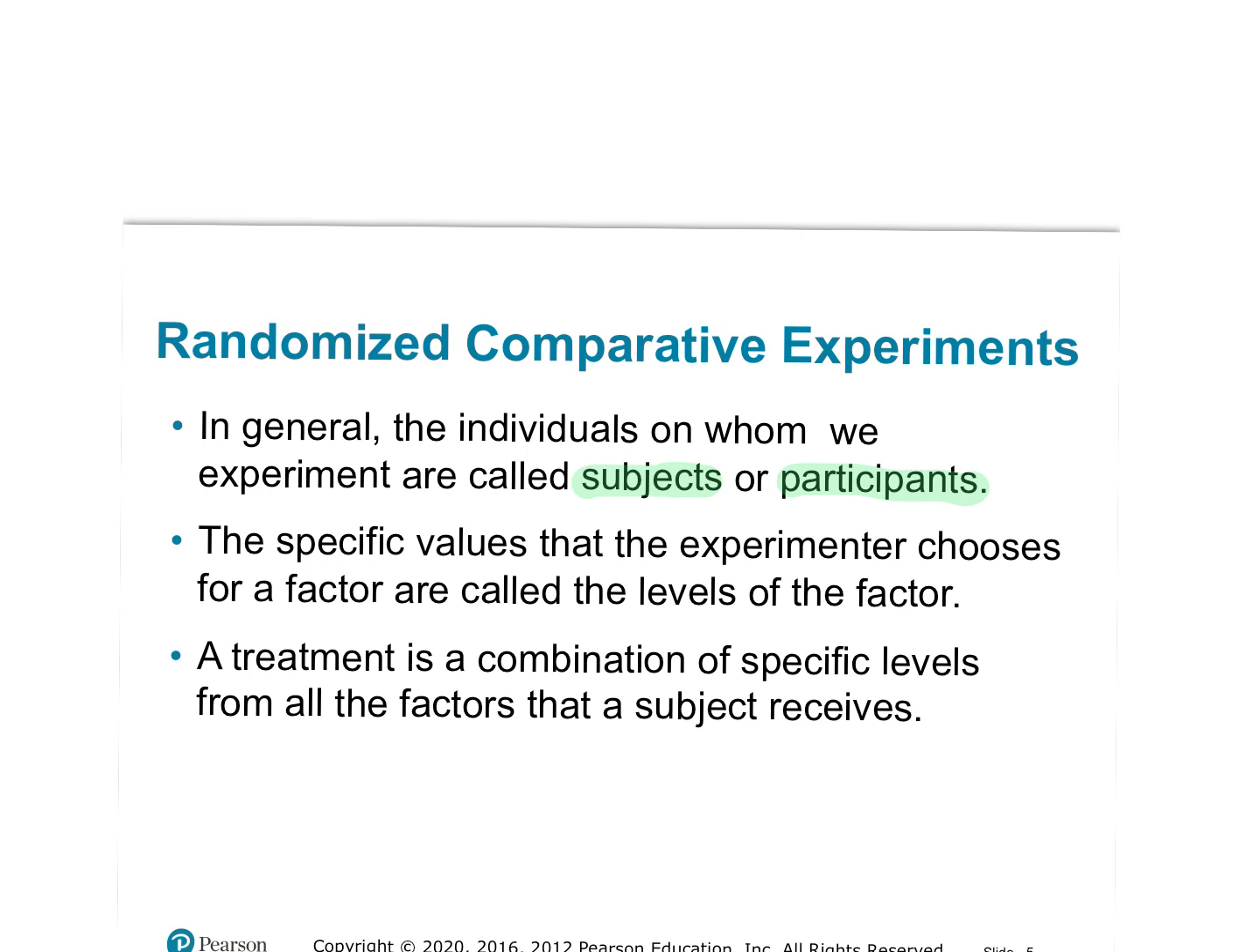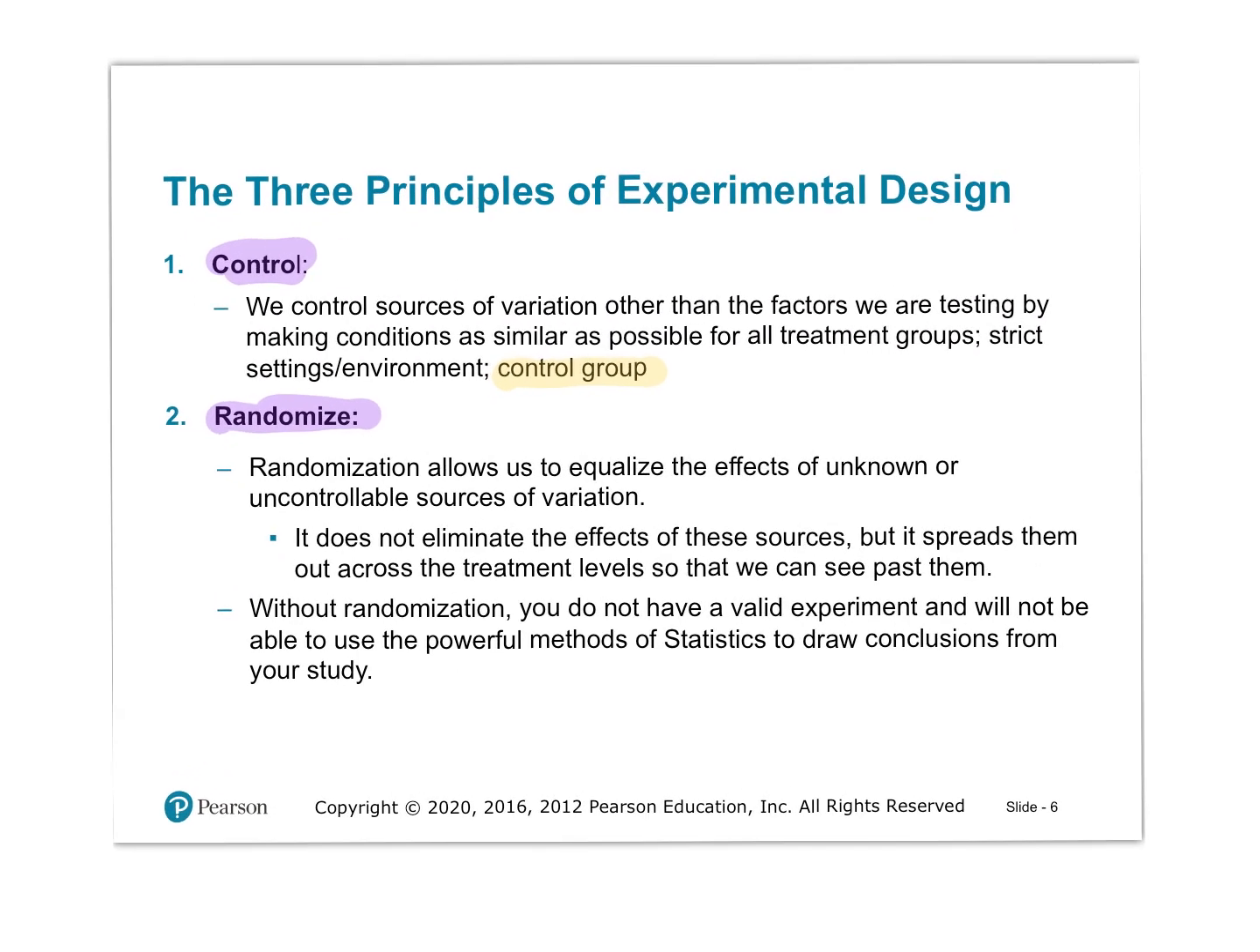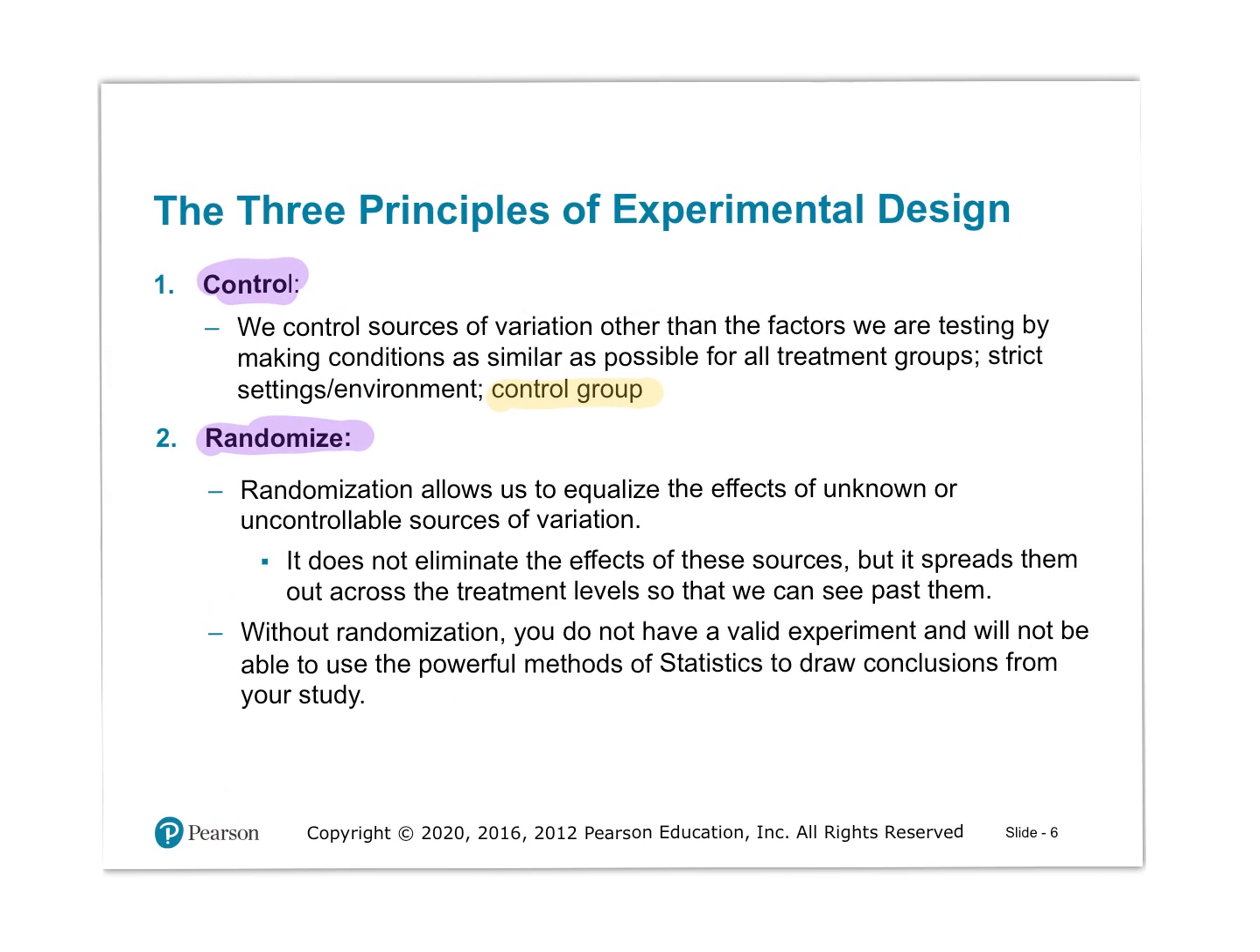When we're dealing with experiments, think about some other vocabulary terminology. We're going to be talking about the subjects or the participants, right? There are three different principles for experimental design. Yes, you need to write this down. Number one is control. Number two is randomize. Let's talk about those first, and then we'll get to the third one. Hold that thought, though.